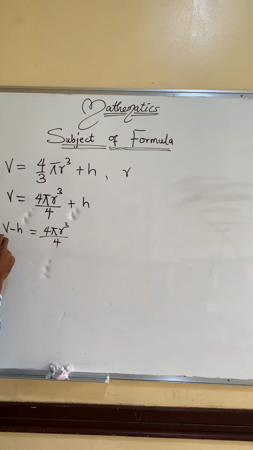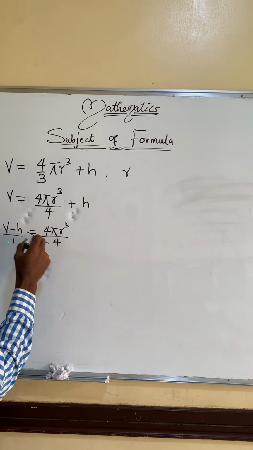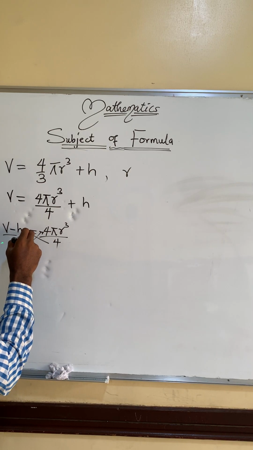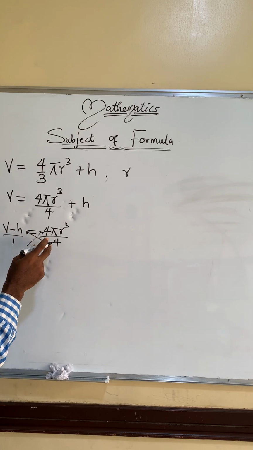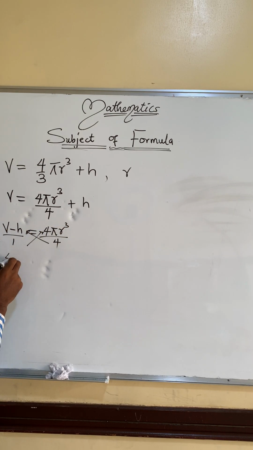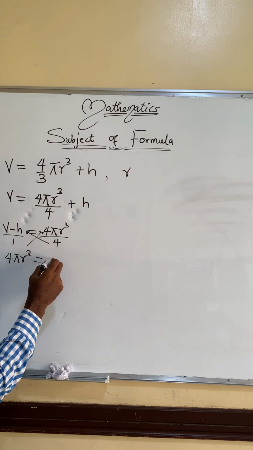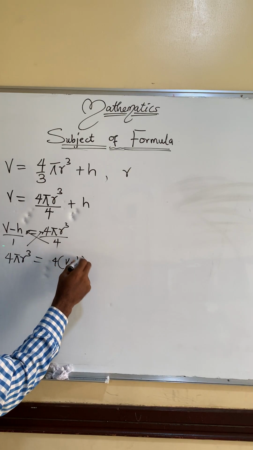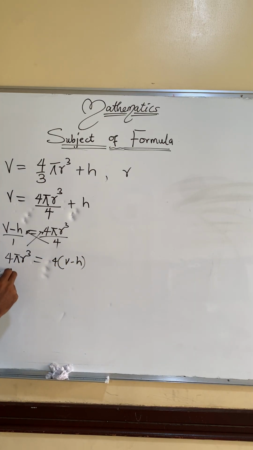This is a fraction, make this a fraction as well. So you cross and multiply to solve for that. So we have our 4 pi R cubed times 1 will give you same value, is equal to 4 into bracket V minus H. So we have 4.